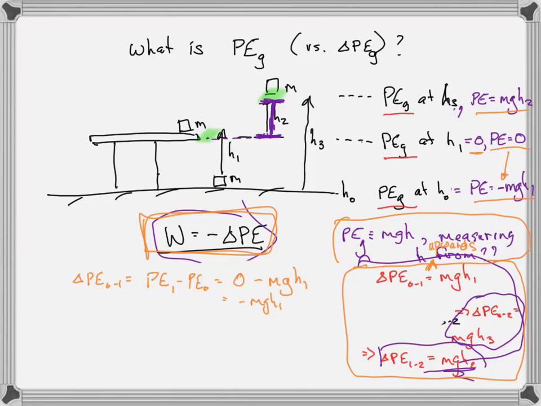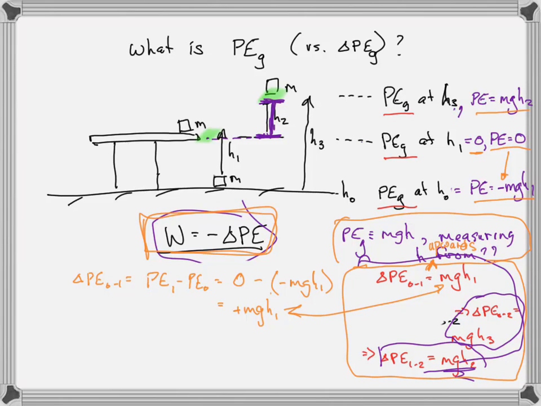Obviously, you caught my minus sign error, because it's PE1 minus PE0, which is 0 minus, and now the potential energy at 0 is negative. So this is minus minus mgh1. And so the change in potential energy is plus mgh1. Okay, that matches, that works.